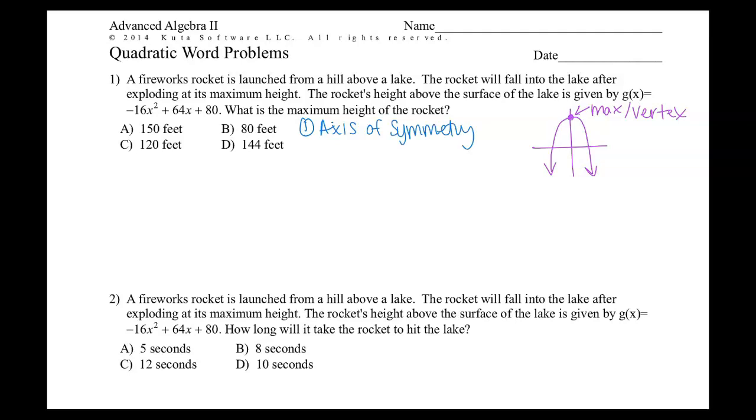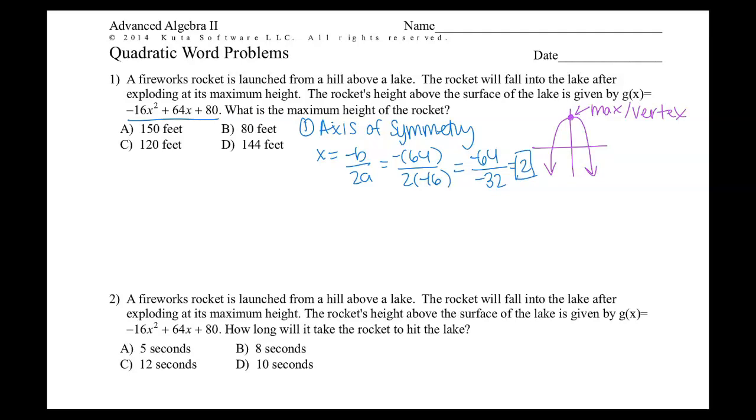When you're finding your axis of symmetry, that's the equation x equals negative b over 2a. In this equation, I have my a, my b, and my c. So if I'm going to substitute this in, I'm going to do negative b over 2 times a. If I simplify, negative times 64 is negative 64. Negative 16 times 2 is negative 32. And from here, all I need to do is divide. So if I divide 64 by 32, I should get positive 2.